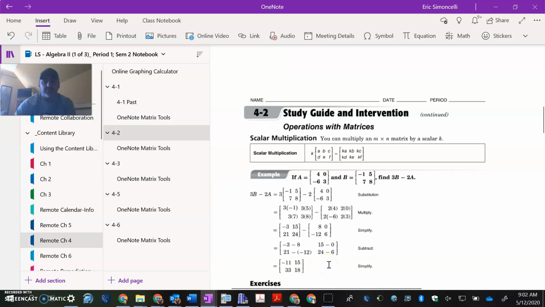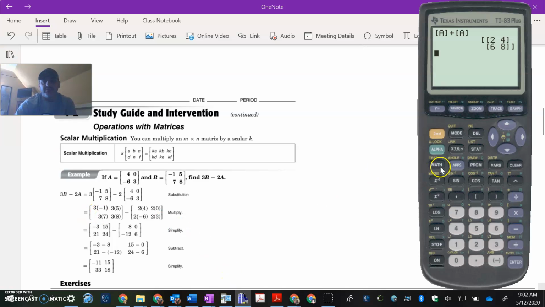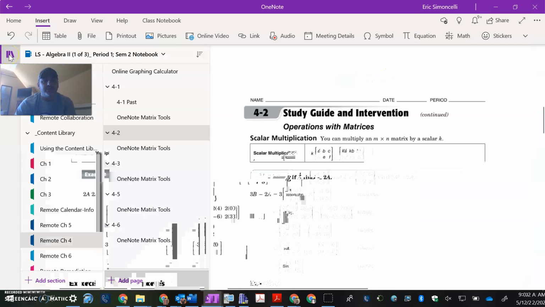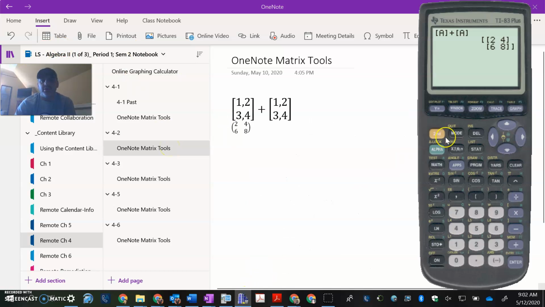So what I think I'll do on this particular problem, and I do this, I will show you both on the graphing calculator that I've asked you to download, but also I'll bounce to the OneNote Matrix tools to do the problem that, actually let's do the problem we were doing earlier. Okay, so this is the problem we were doing earlier if you recall.